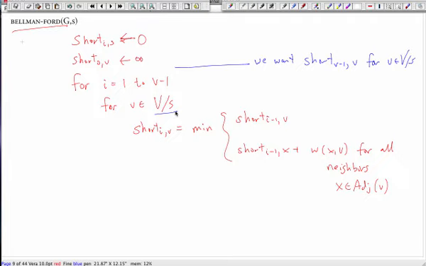Right, this notation, v slash s, that means set v minus s. So just remove s from that set. So for every node except for that s, which is the source, we want to figure out short of v minus 1. See, the notation there is a little bit tricky. Let me change that just a bit.